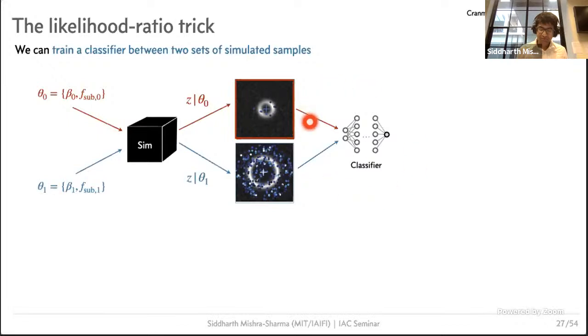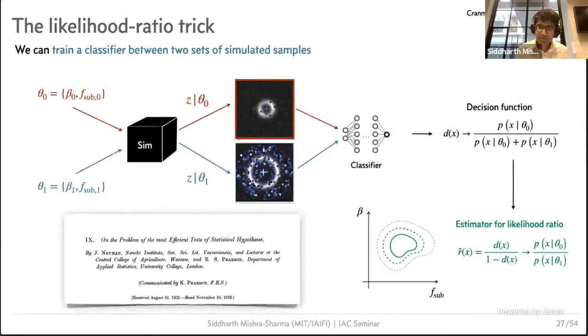If we have a classifier that can be trained to distinguish between samples from these two hypotheses, the optimal classifier, which gives you a probability between 0 and 1, is one-to-one with the likelihood ratio between the theta 0 and theta 1 hypotheses. That's the basic idea: if you have an efficient classifier, you can turn it into a likelihood ratio. The optimal classifier is one-to-one with the likelihood ratio because the likelihood ratio is the most efficient test statistic, an old result from statistics called the Neyman-Pearson lemma.